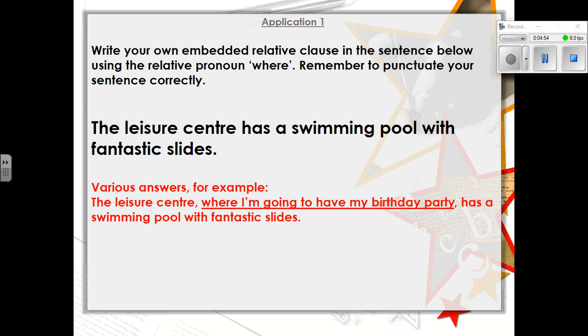Okay, so you have a look at our answer. So this is an answer I came up with. So the leisure centre, where I'm going to have my birthday party. That's my relative clause with my relative pronoun where. Has a swimming pool with fantastic slides. Okay, so make sure you've written down your idea and I'll have a look at it later.